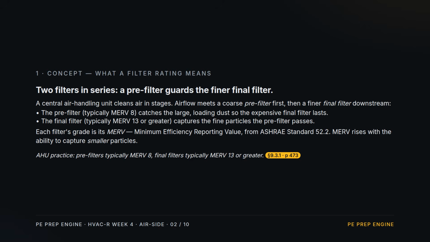Concept 1. What a rating means. A central air handling unit cleans in stages. Air hits a coarse pre-filter first, then a finer final filter downstream. The pre-filter, typically MERV 8, catches the large loading dust, so the expensive final filter lasts. The final filter, typically MERV 13 or greater, captures the fine particles the pre-filter passes. Each filter's grade is its MERV, from ASHRAE Standard 52.2, and it rises with the ability to capture smaller particles.